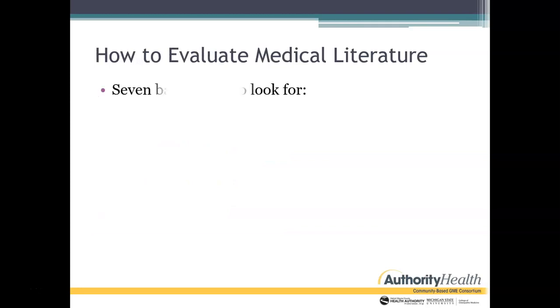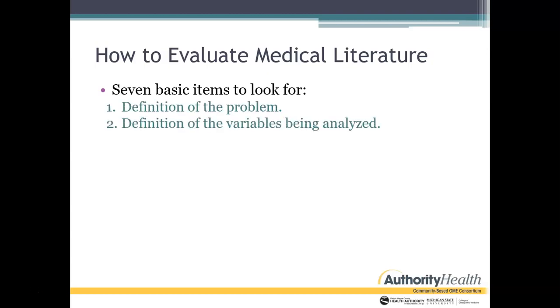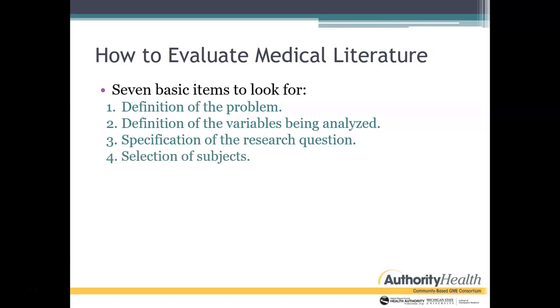How to evaluate medical literature. A lot of this comes from the MSU's SCS website, so if you guys need additional help, that's where I would turn next. As we reviewed, the 7 basic items to look for. First, of course, defining the problem. Second is the definition of the variables being analyzed. Next, specifying the research question and assessing the selection of subjects.